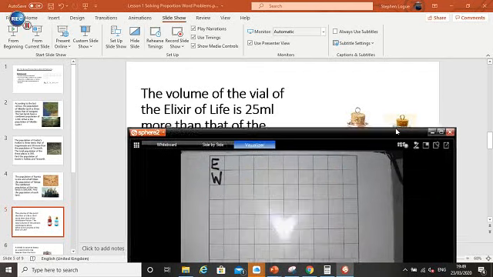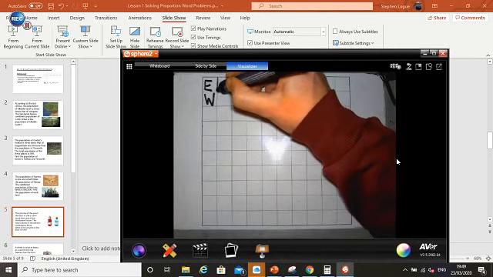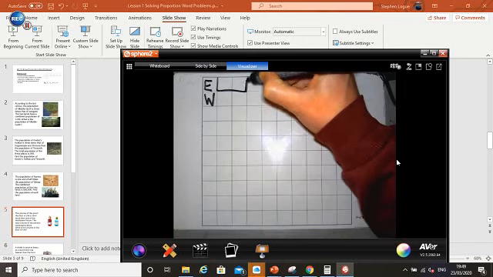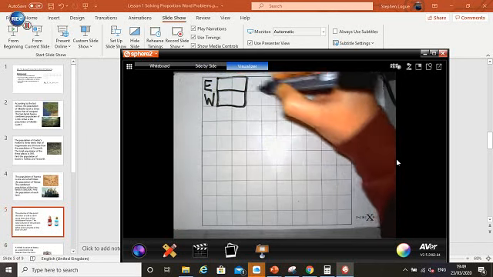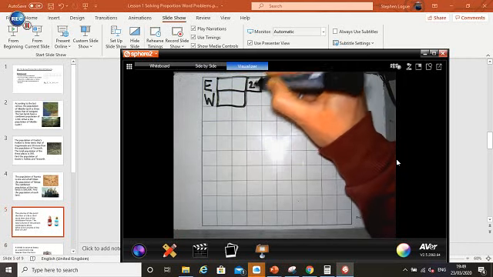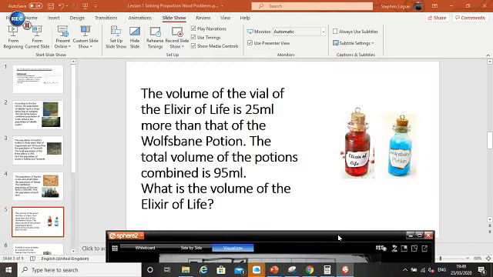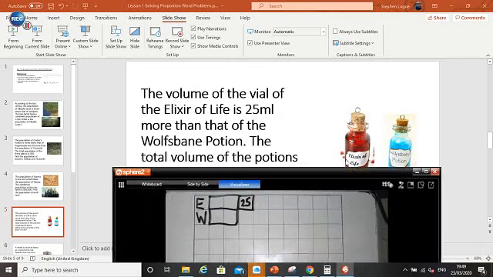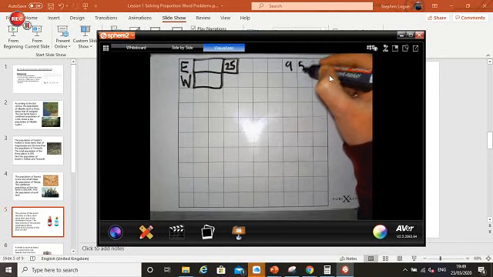The question is asking us, what is the volume of the elixir of life? Well, we can see from the bar model now, 35 millilitres plus 25 millilitres is the volume of the elixir of life. 5 plus 5. 1 plus 3 is 4, plus 2 is 6. The elixir of life is 60 millilitres.